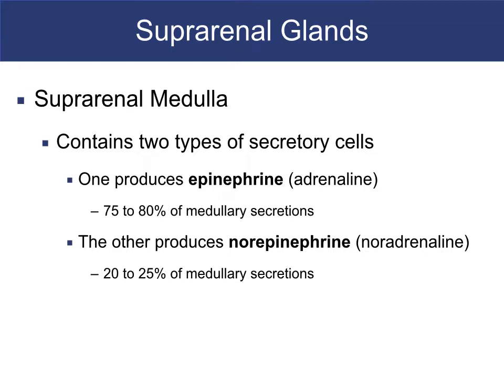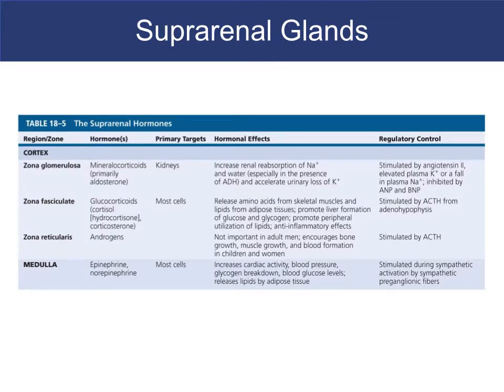The medulla in the middle has 2 kinds of cells. One makes epinephrine and one makes norepinephrine. I think that's enough said about that.